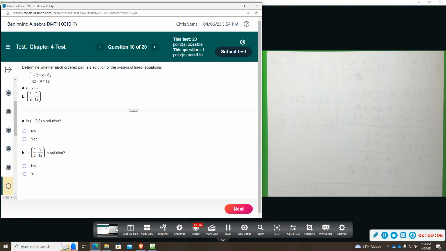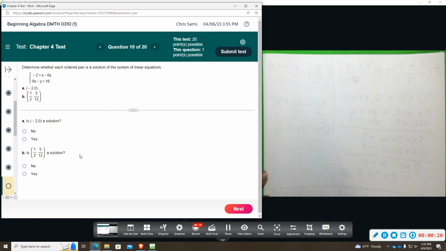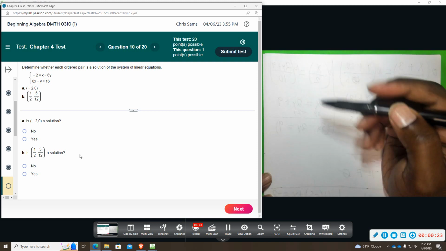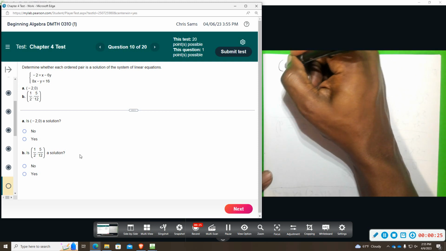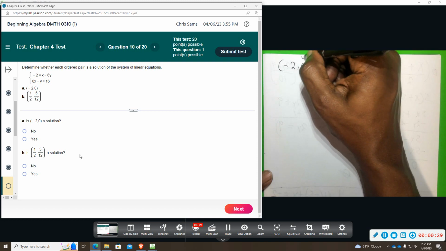Okay, number 10, we want to decide whether the ordered pair is a solution to the system. We have two ordered pairs. This one, instead of plugging in both points and seeing if both sides come out equal, I'm just going to plug in one number, whichever one is easier, and solve for the other one. So in the first ordered pair, I'm going to use negative 2, 0. I'm just going to plug in a 0 for the y.